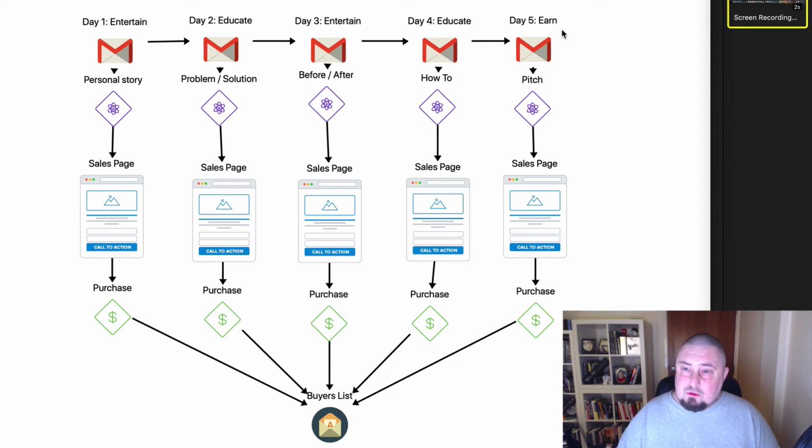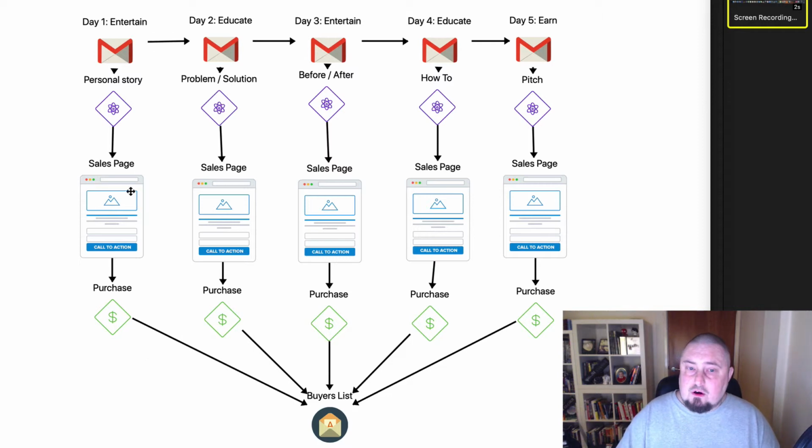And there's in total 5 days worth of emails that we're going to send. So 1 email every single day. And we automate this. This is all automated. We set it up once and then it just runs on autopilot. That's how you make passive income. It's through automation. So we entertain on day 1 with a personal story.